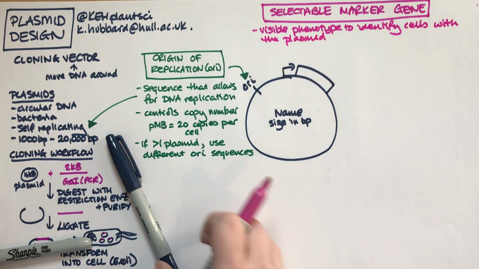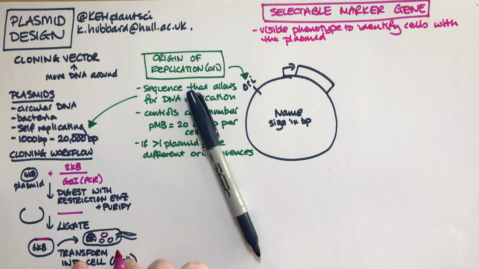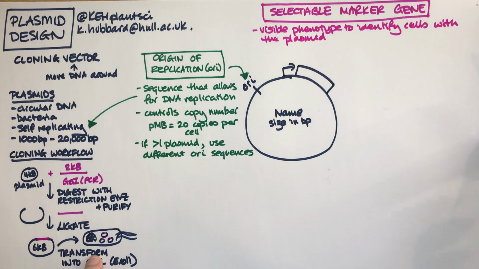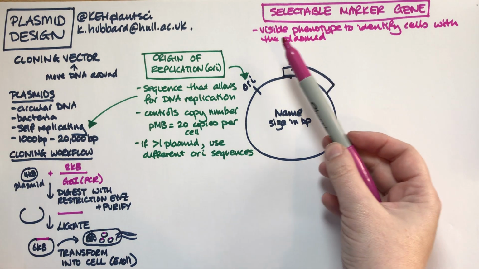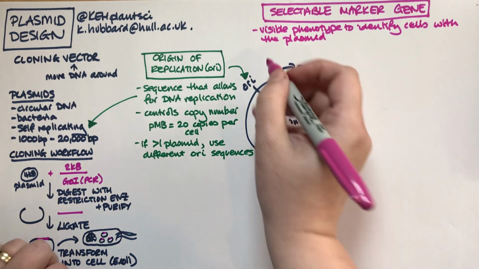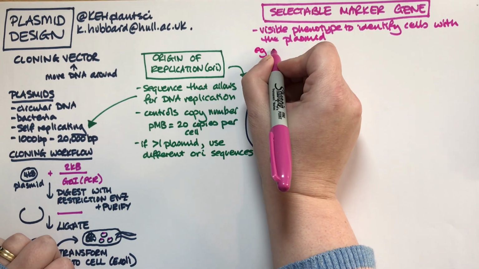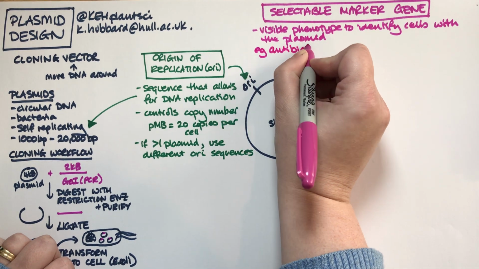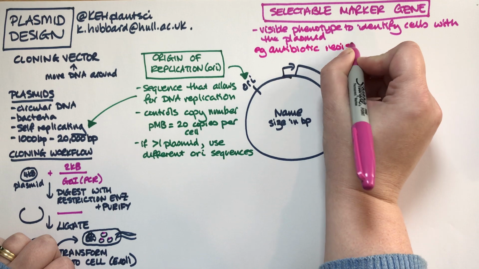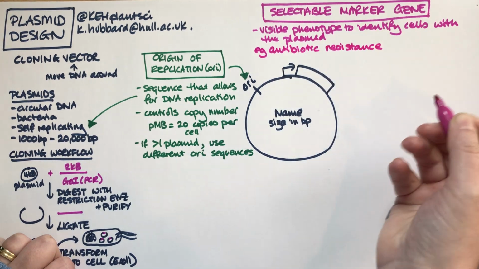Okay, so this process of transformation is pretty inefficient. You typically only get 1 in 10,000 cells that takes up the plasmid. So if you were relying on using PCR or extracting the DNA to identify whether the plasmid has gone in or not, you then have to do 10,000 DNA extractions, 10,000 PCRs. That would be really annoying and really inefficient. So what selectable markers do is they give us a clearly visible phenotype to identify the cells that have got the plasmid. For example, antibiotic resistance is the most common selectable marker. There are others out there, but we'll just think about antibiotic resistance.